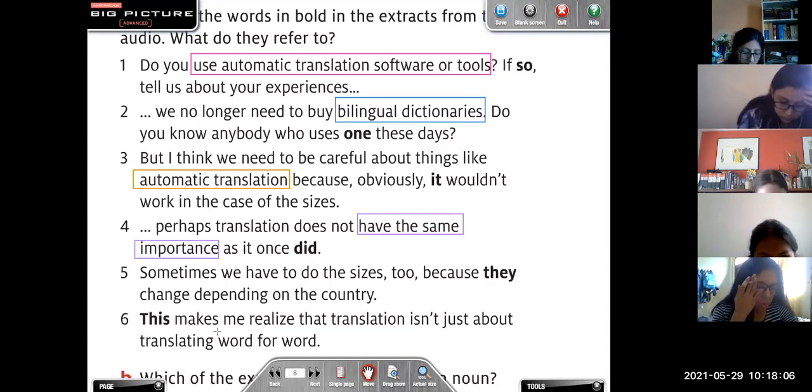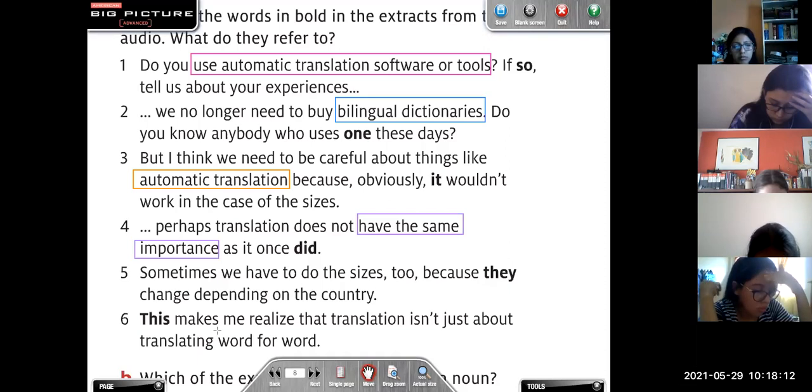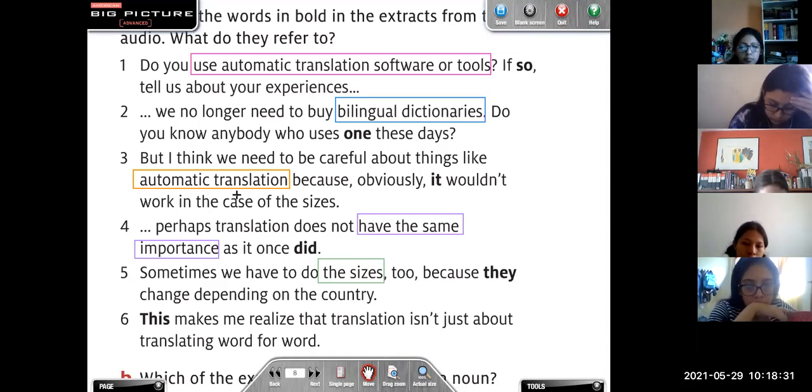What about number five? Sometimes we have to do the sizes too because they change depending on the country. The sizes. We refer to the sizes with "they", right? Very good. And the last one, this makes me realize that translation isn't just about translating word for word.